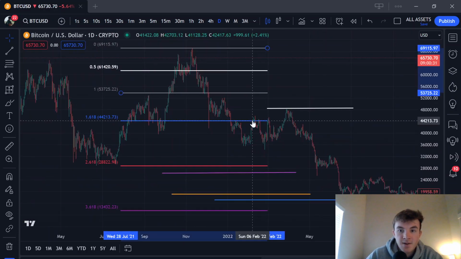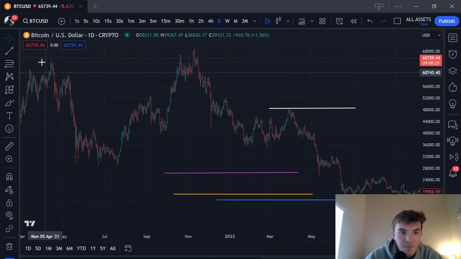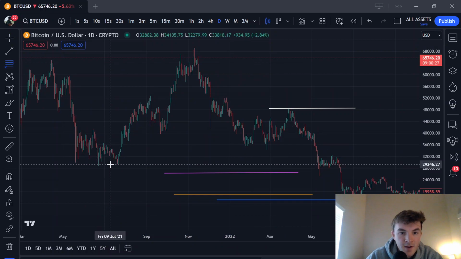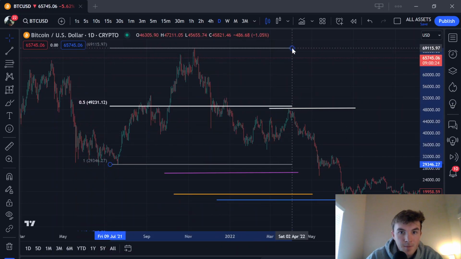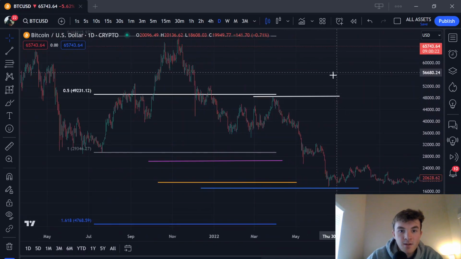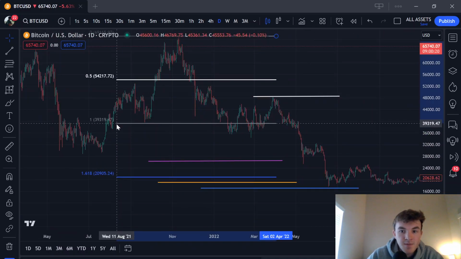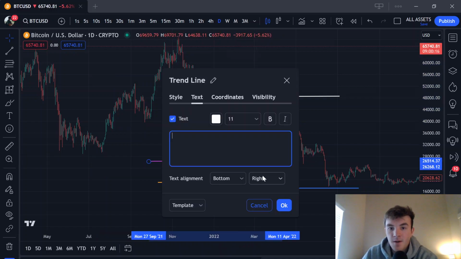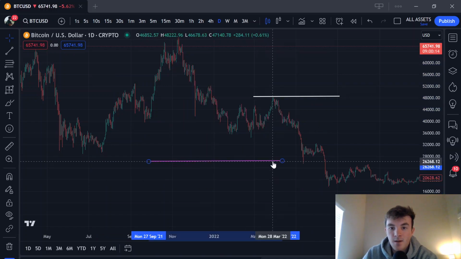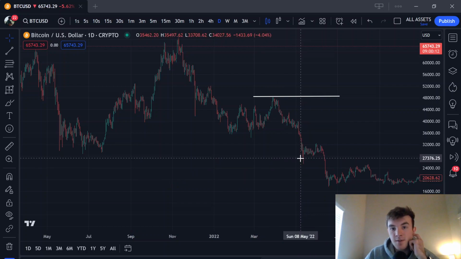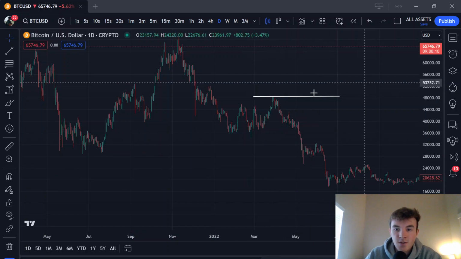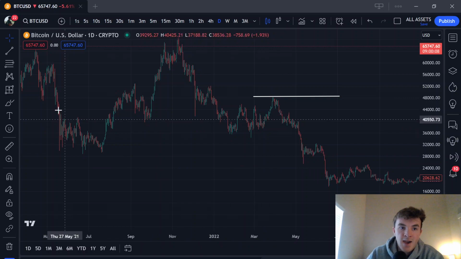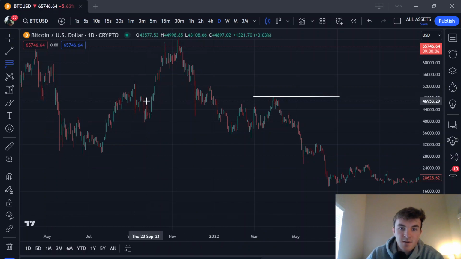Okay, so none of them lined up. What about this final move up? Did that lead to anything? Nope. And you know, sometimes they don't always line up. But the point I'm trying to make is you find these key levels past previous highs and lows.